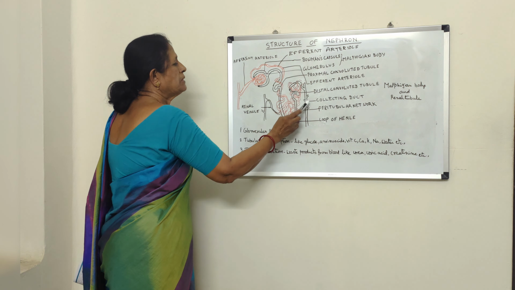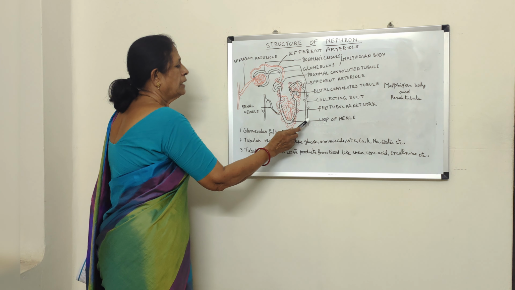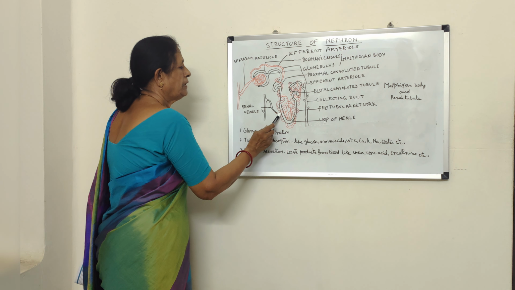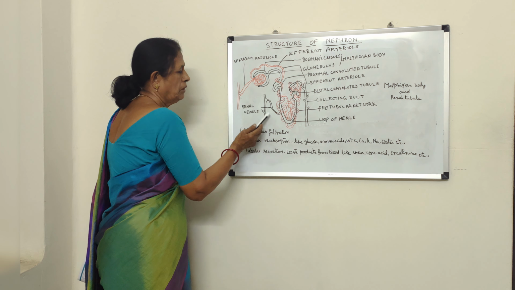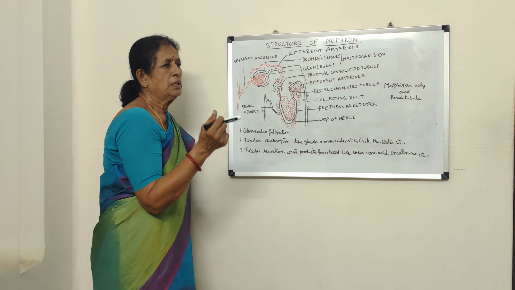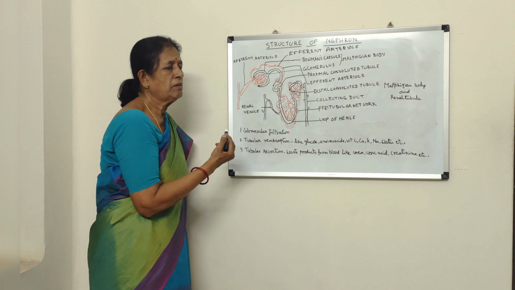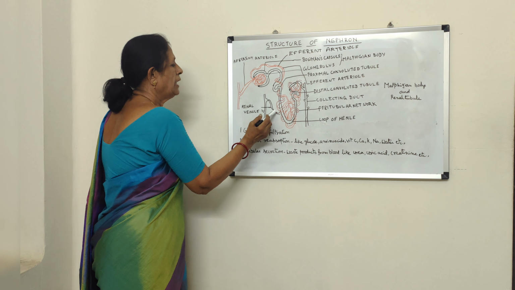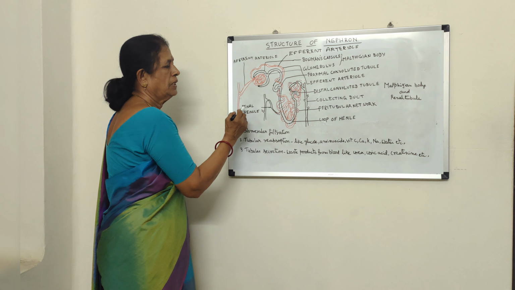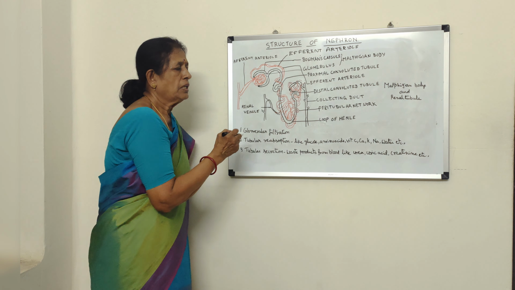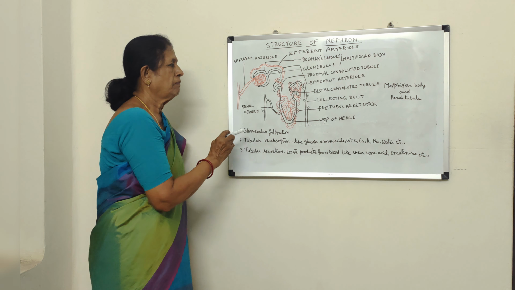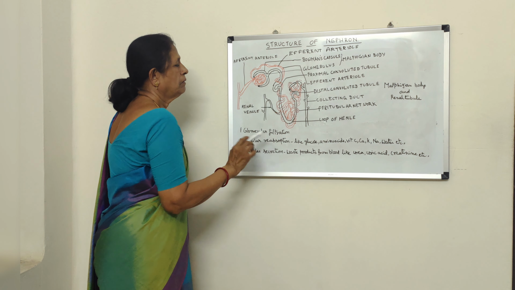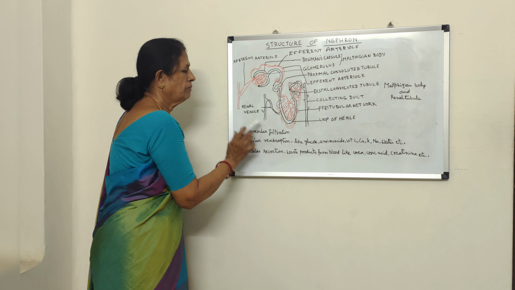And this opens into the collecting duct. All collecting ducts will open into the ureter. After filtration, the renal venule comes out. All the venules join together to form the renal vein. So the renal artery forms the afferent arteriole and the renal venule comes out, and all the venules unite together to form the renal vein. So this is the structure of the nephron, its important parts and functions.